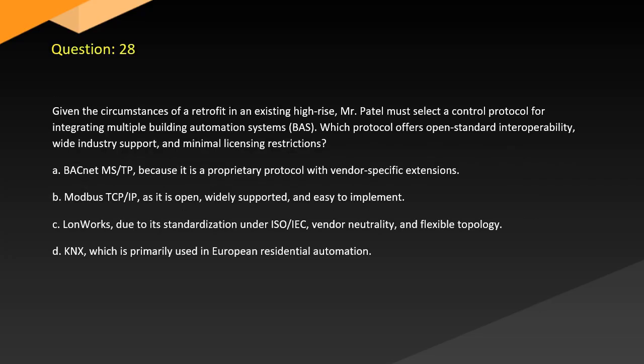Question 28. Given the circumstances of a retrofit in an existing high-rise, Mr. Patel must select a control protocol for integrating multiple building automation systems (BAS). Which protocol offers open standard interoperability, wide industry support, and minimal licensing restrictions? A. BACnet MS/TP, because it is a proprietary protocol with vendor-specific extensions. B. Modbus TCP/IP, as it is open, widely supported, and easy to implement. C. LonWorks, due to its standardization under ISO, vendor neutrality, and flexible topology. D. KNX, which is primarily used in European residential automation.